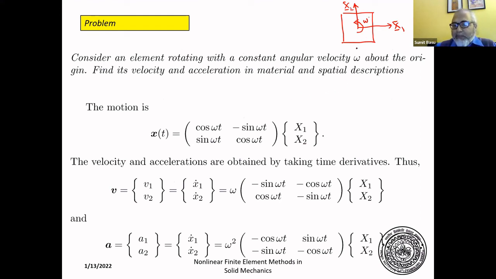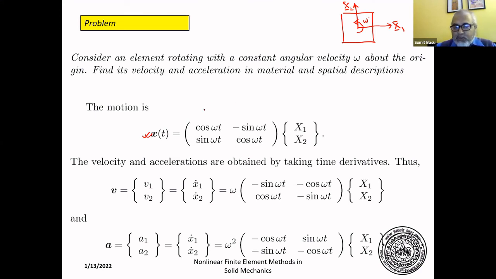if I take any point capital X1, capital X2, its position in the deformed configuration is given by small x of t, where small x of t is related to capital X by this expression. It's just a rigid body motion by an angle omega t. I'm sure you can visualize this. Okay, now you want to find the velocity.